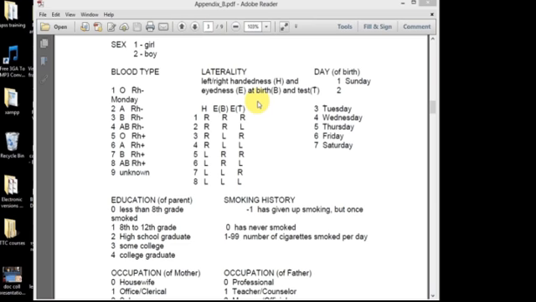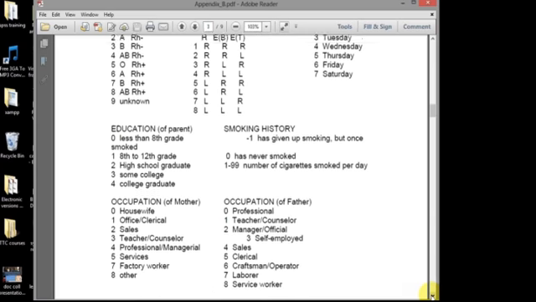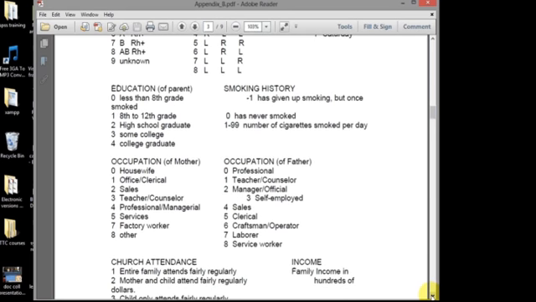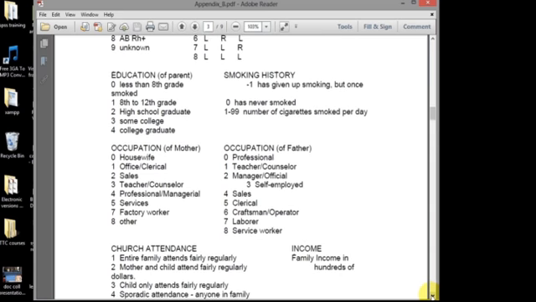So we have simple information like here, the sex of the child, whether they're right-handed, left-handed, what day they were born on, what month they were born. And then we've got things like how educated the parents are, both mother and father, what jobs they had, both when the child was born and when the child's been tested, how much money the family makes, both when the child was born and then when the child's been tested. Does the family go to church? All sorts of different variables.